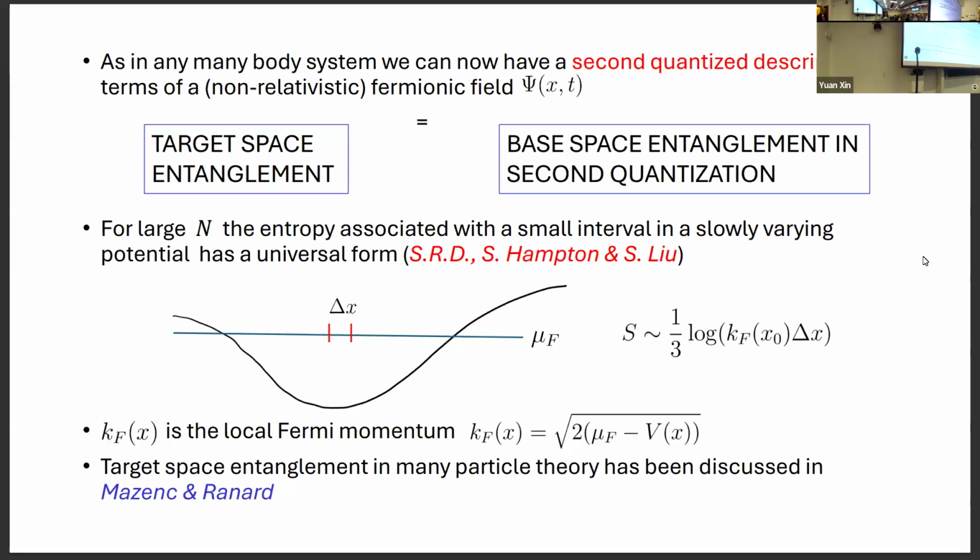It's now possible to show that the notion of target space entanglement, which I developed, is exactly the notion of a usual base space entanglement in second quantization. If you just have a system of n particles, you can write it as a second quantized theory, and there is a usual notion of entanglement in space of that second quantized theory, and this is exactly the same. Quite generically, you can actually calculate this object, and here is an answer for a small region in a slowly varying potential in some kind of WKB approximation. It goes as 1/3 log of the interval size multiplied by what I call the local Fermi depth.